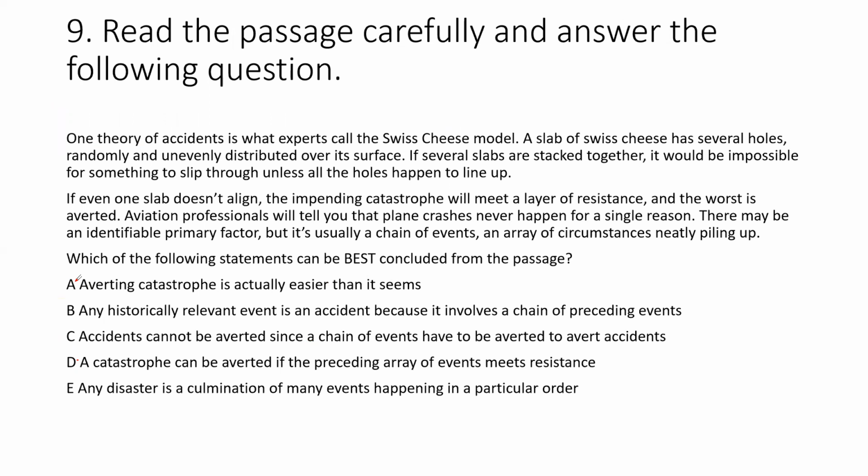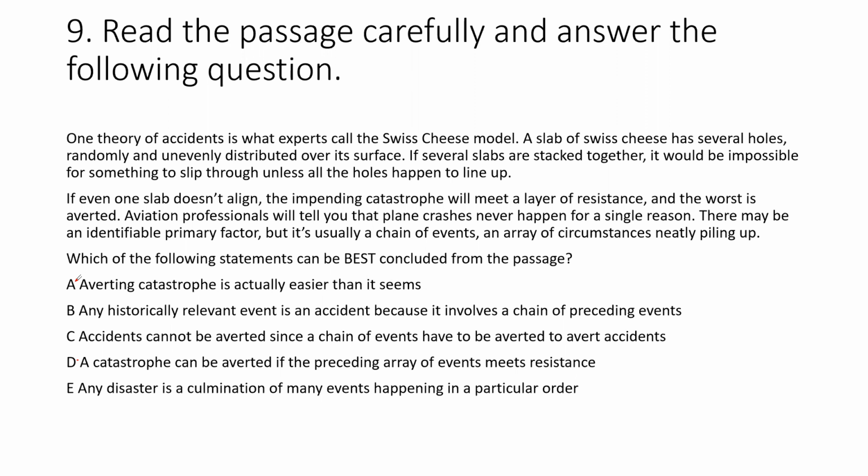One theory of the accidents is what experts call the Swiss cheese model. A slab of Swiss cheese has several holes randomly and unevenly distributed over its surface. If several slabs are stacked together, it would be impossible for something to slip through unless all the holes happen to line up. If even one slab doesn't align, the impending catastrophe will meet a layer of resistance and the worst is averted. Aviation professionals will tell you that plane crashes never happen for a single reason. There may be an identifiable primary factor, but it's usually a chain of events, an array of circumstances neatly piled in.